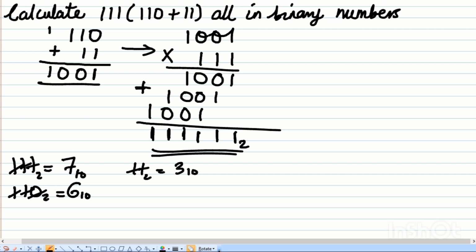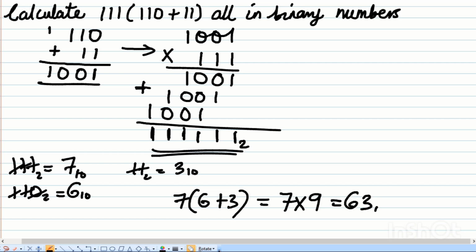So let's do the calculation. Rewriting it now, we have 7 bracket 6 plus 3, which is the same thing as 7 times 9. And 7 times 9 is what? 7 times 9 is 63. This is in base 10. Now let's convert 63 back to base 2.